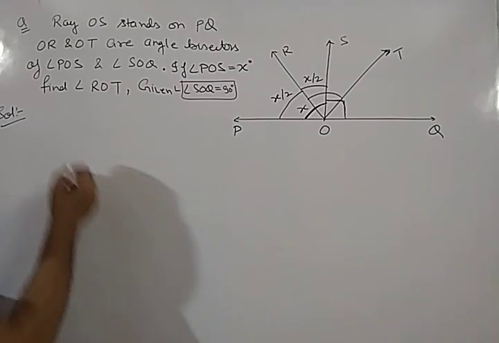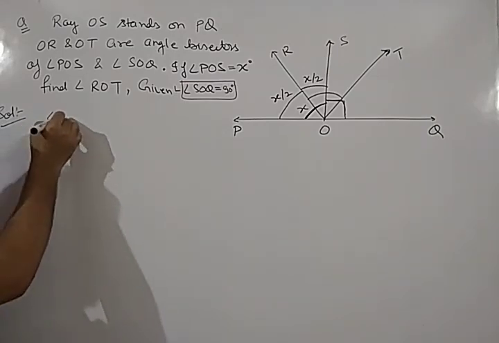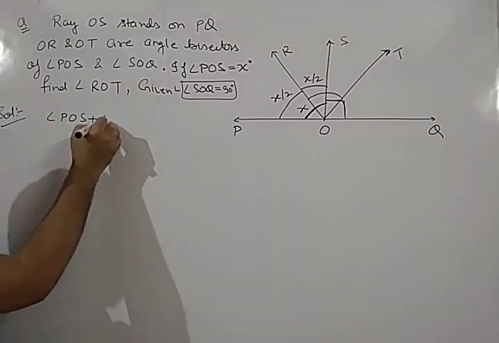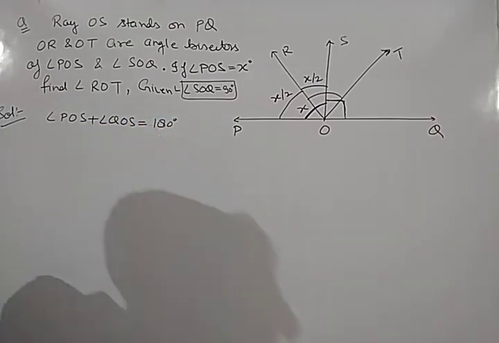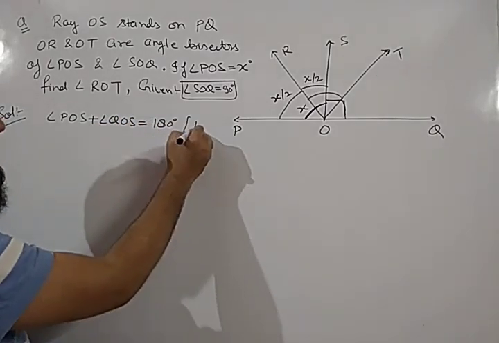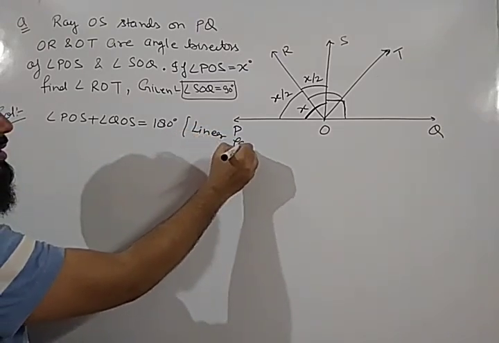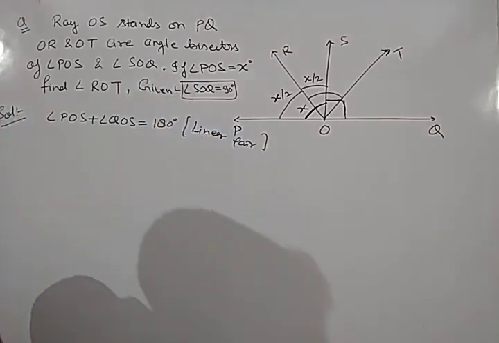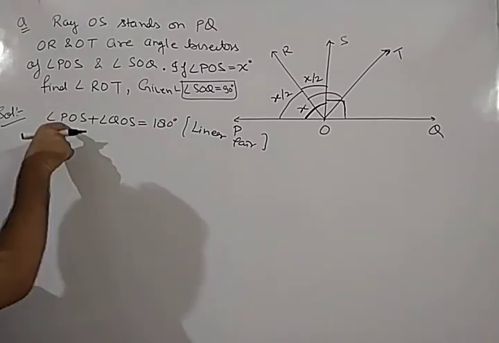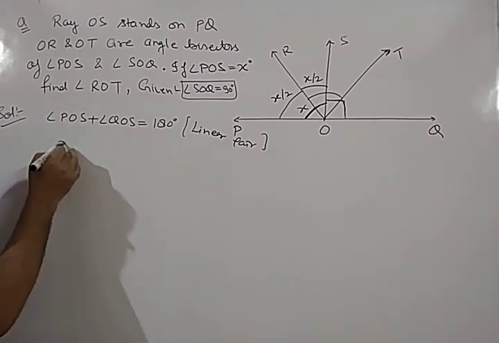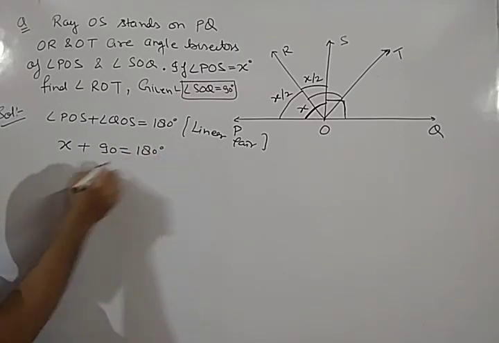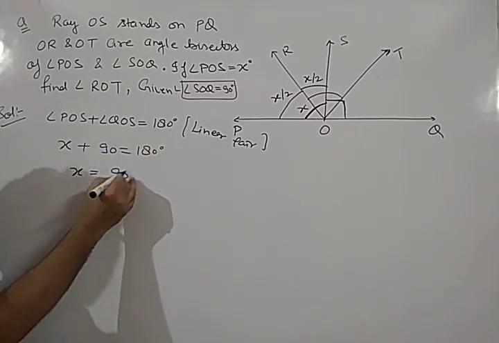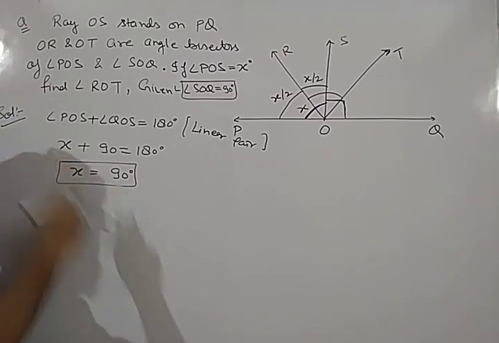So first we are going to start. What can we write? Angle POS plus angle QOS will be equal to 180 degree by linear pair, because these are linear pair. So I am writing it here, linear pair. Okay. Now what is the value of angle POS? Angle POS is equal to x plus 90. It is equal to 180 degree. So what will be the value of x? The value of x will also be 90 degree.